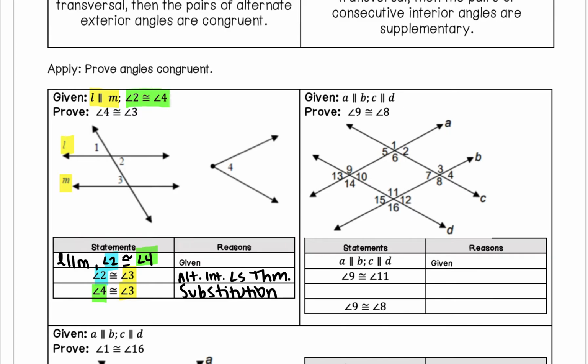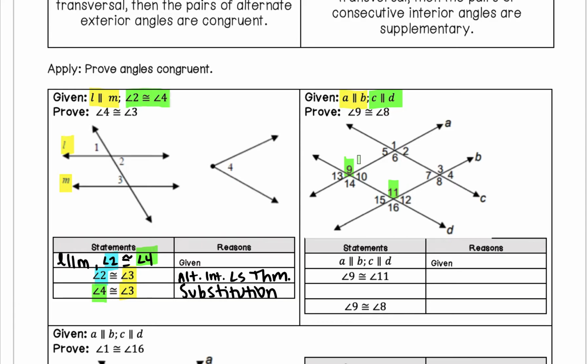Then in our next example, we are given two sets of parallel lines now. So A is parallel to B, and C is parallel to D. We are trying to prove that angle 9 is congruent to angle 8. So when I start here and I have my given statements, I'm going to look at the next statement that was provided. It states that angle 9 is congruent to angle 11.